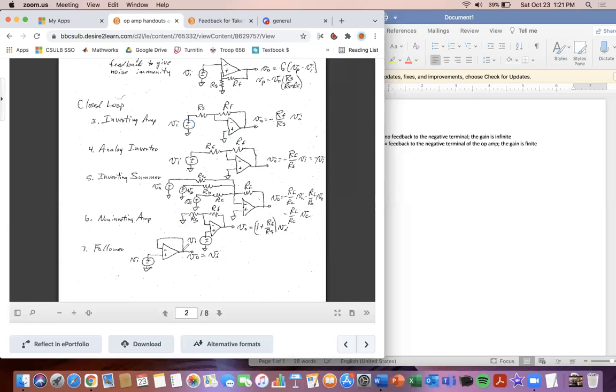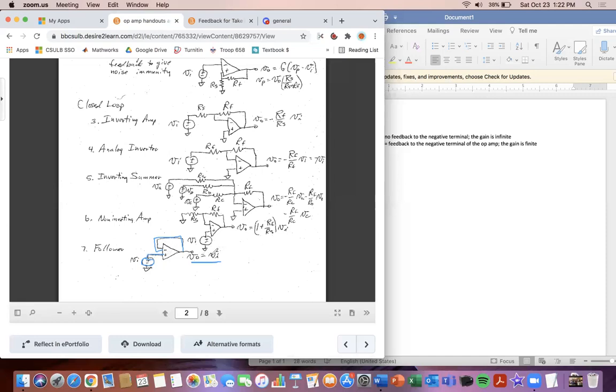And then we have the follower here, which is basically the output voltage equal to the input voltage, because our gain is just 1 if we look at it here. And so basically all you need to know is that the follower just has the output connected back to the negative terminal and the voltage just hooked up to the positive terminal.